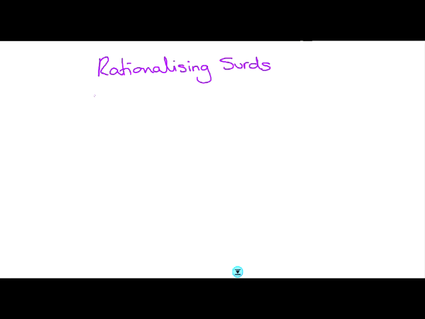Hi guys, in this video we're going to have a look at how to rationalize surds, and we'll start off really basic. So for example, you have root 2, we need to rationalize it and therefore remove the square root, and the only way we can do that is multiplying it by itself. So root 2 times root 2 is root 4, but we don't normally go to this stage, we just say it's 2. You can see that it just stays the same.